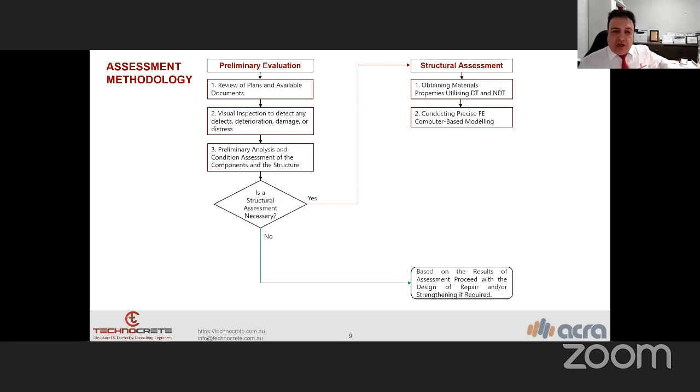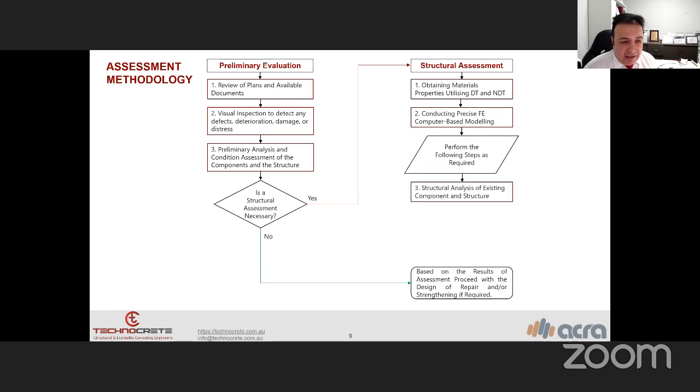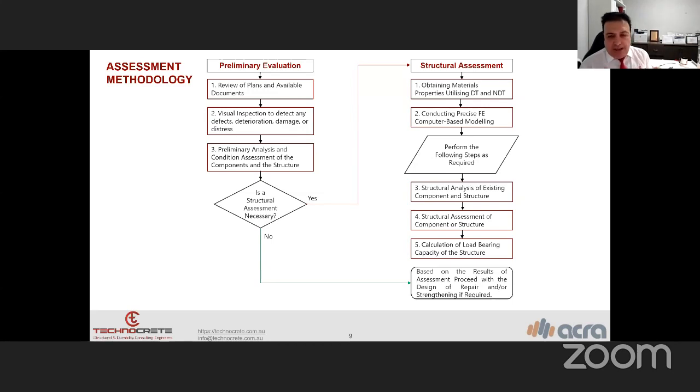After that, when we collect the data from the on-site investigation, we conduct finite element computer-based modeling. Then the structure will be modeled and analyzed, and the structural assessment will be the outcome. Then we can estimate or calculate the load bearing capacity. It can be a bridge, water treatment plant structures, sewer systems or whatever. This is a flow chart for all kinds of structure. When we've got all data and information from the structure, we will be able to propose a proper, reliable, and sustainable repair operation.